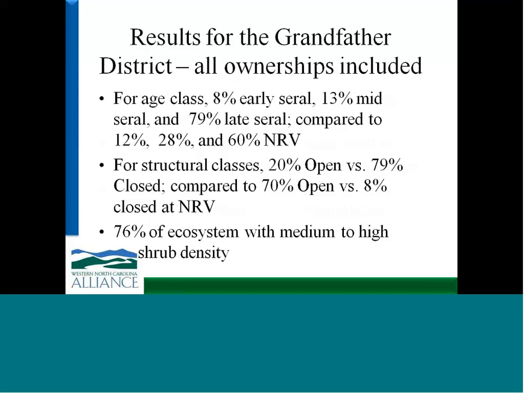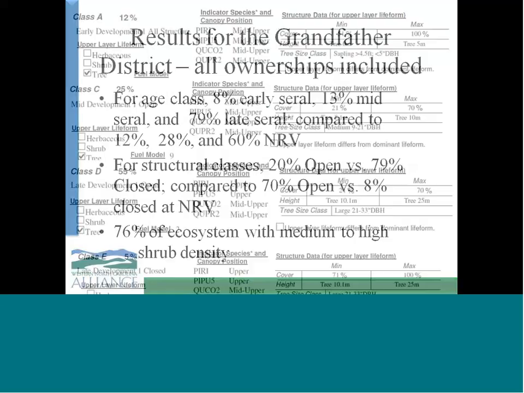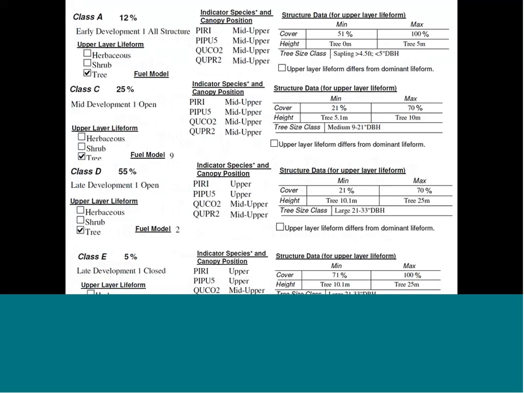And then you add on top of that 76% of the ecosystem has a medium or high shrub density. So probably three-quarters of those open and early canopy covers are going to have high shrub density, which is further going to degrade the condition of that ecosystem. So again, to look at those categories and numbers from LANDFIRE.